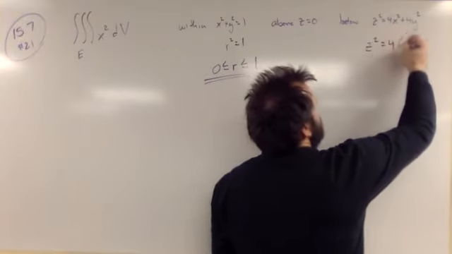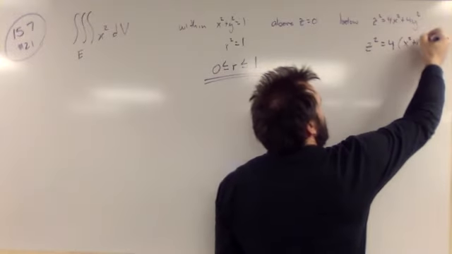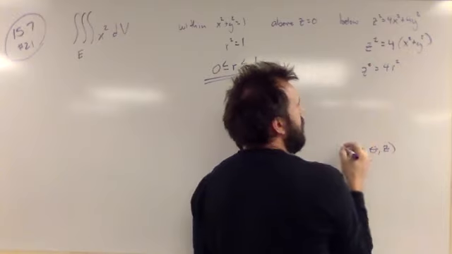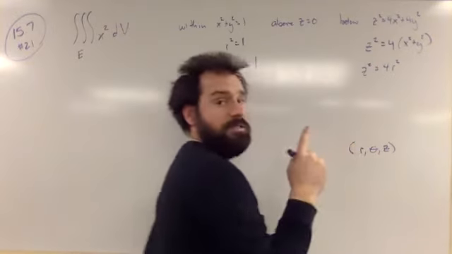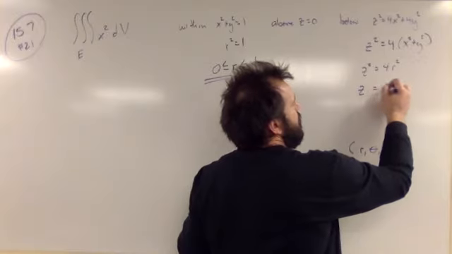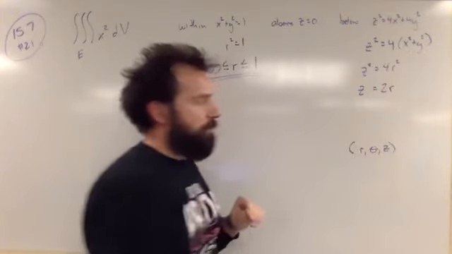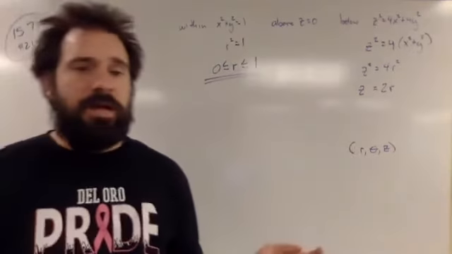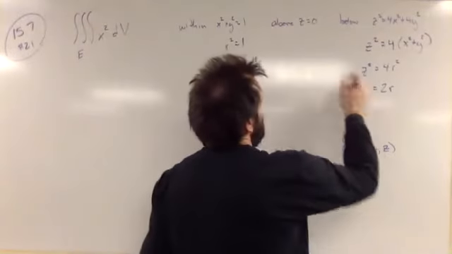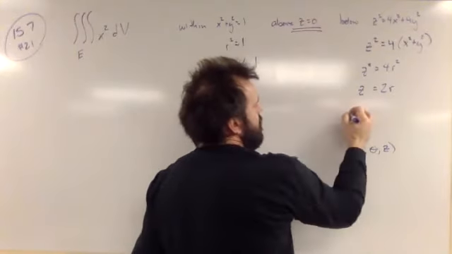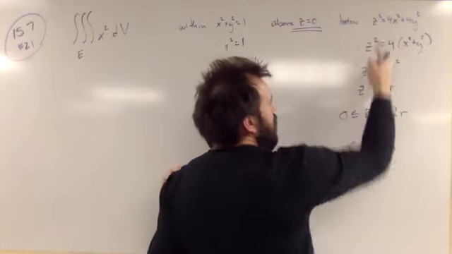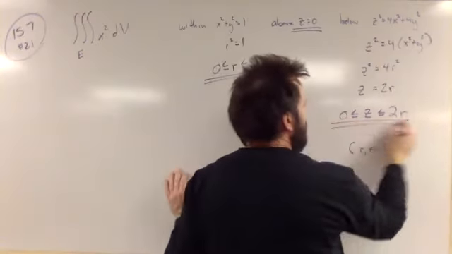So that's going to be 4 times x squared plus y squared. That means z squared is equal to 4r squared. Since I know z is positive, I can square root this and get z equals 2r. So if I'm below that relationship, that means z has to be less than 2r. Above means greater, and below means less than. So it gives me my relationship for z.